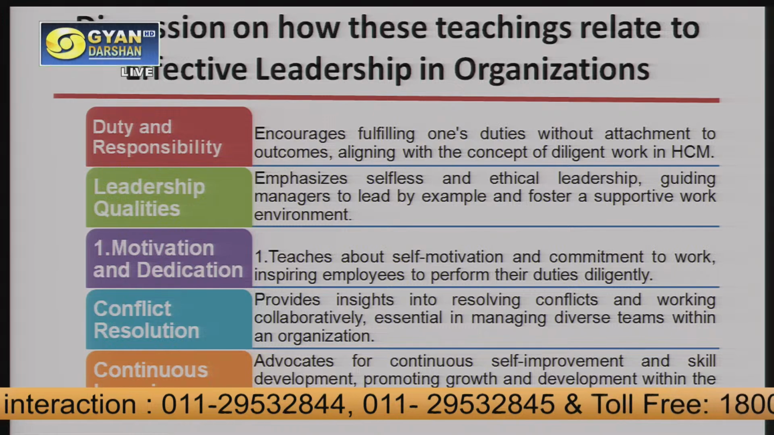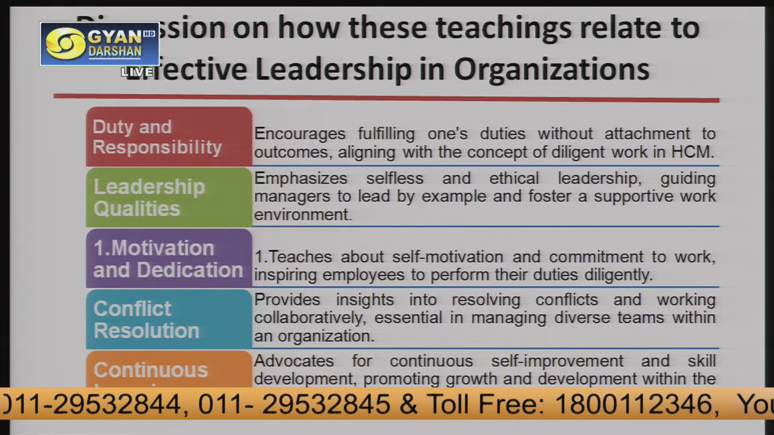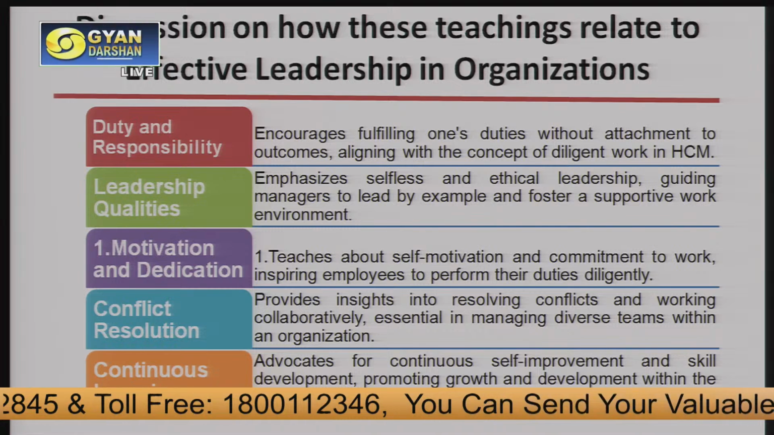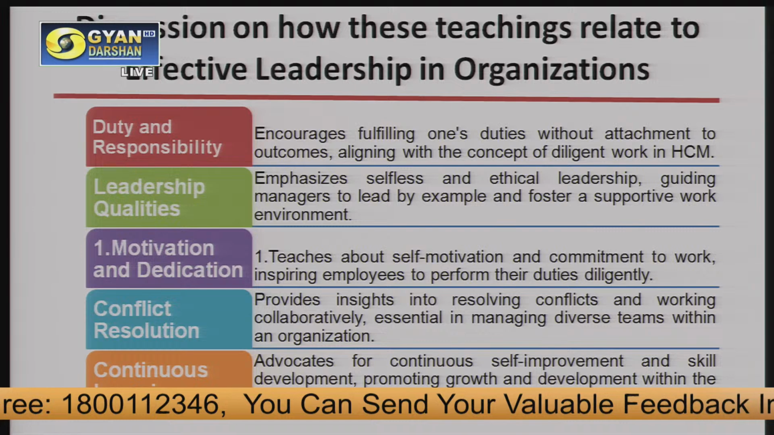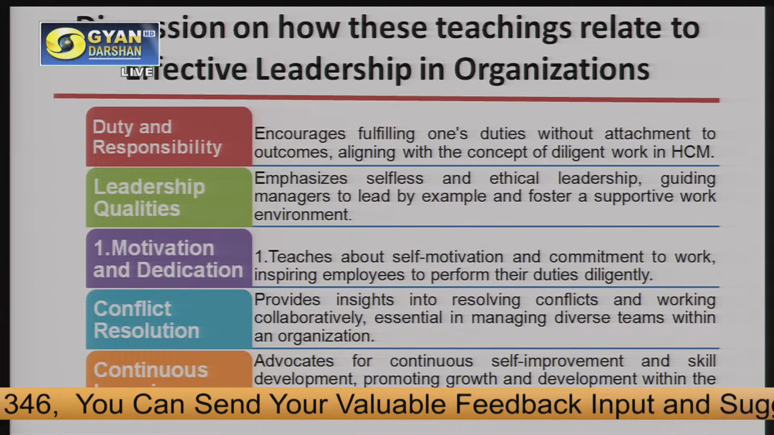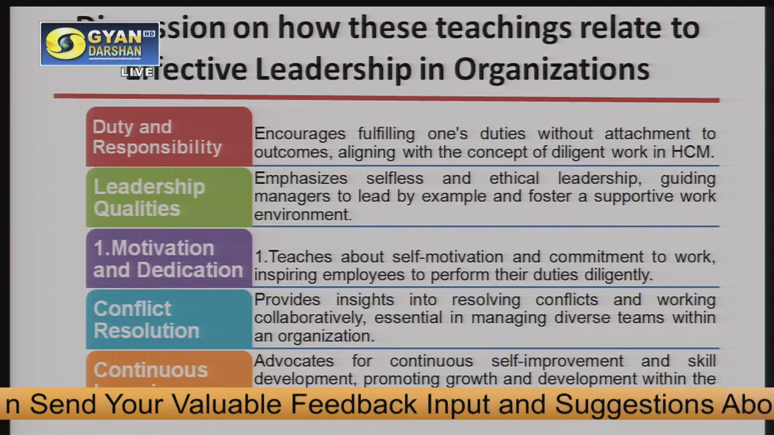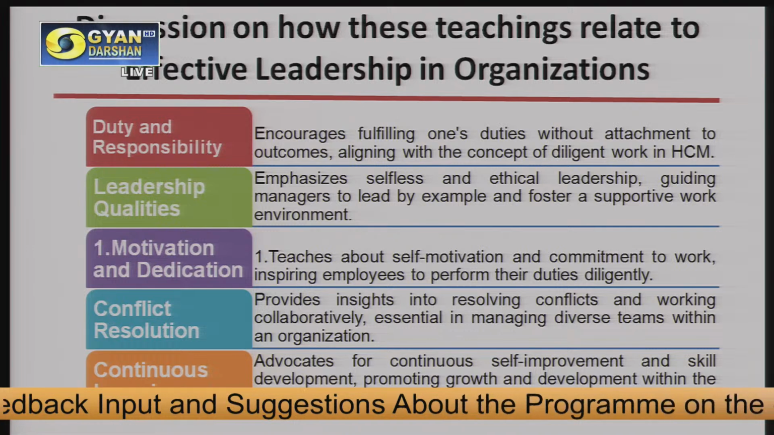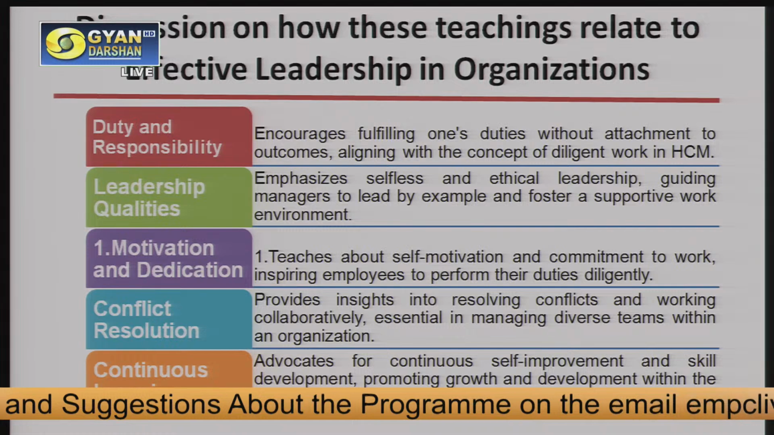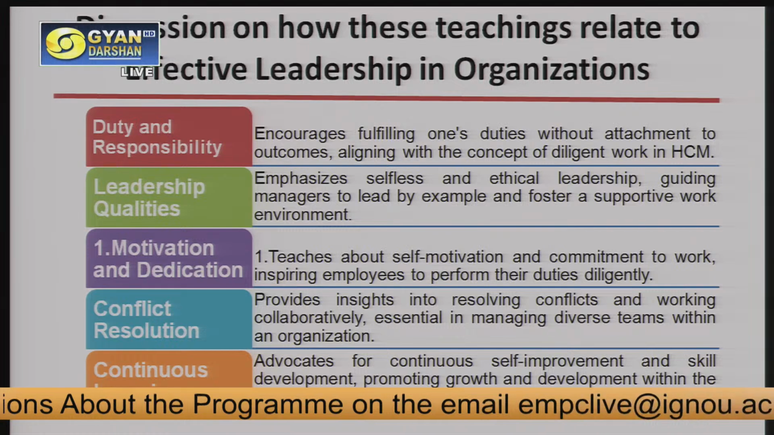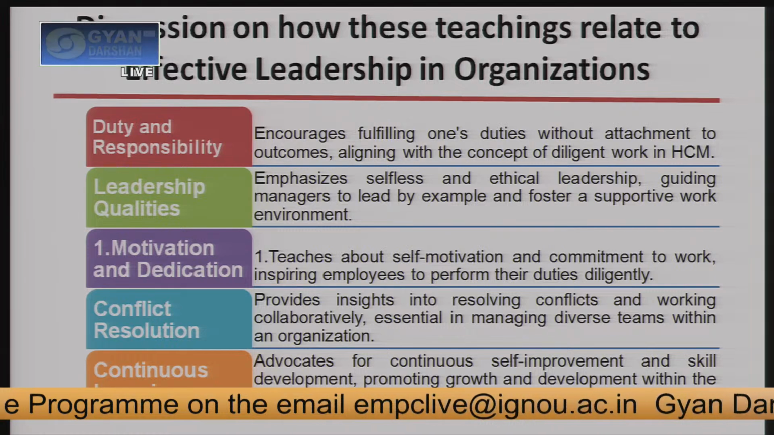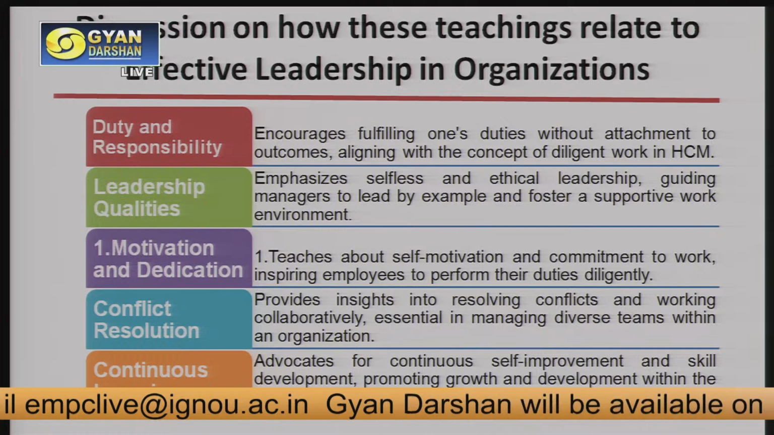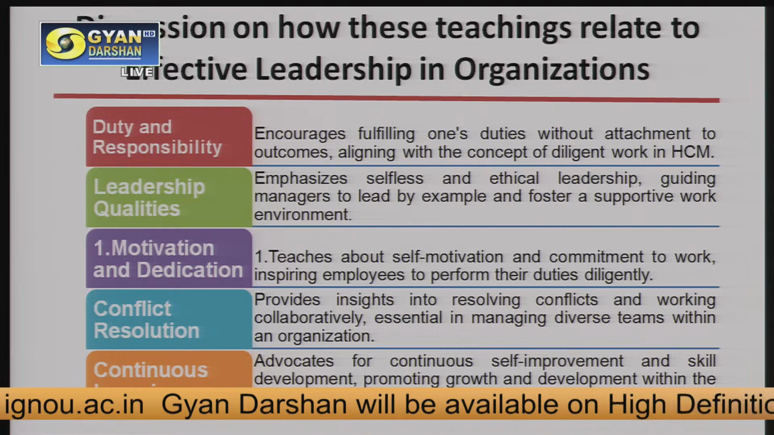Duty and responsibility. The first variable which I have opted, duty and responsibility, encourages fulfilling one's duties without attachment to outcomes, aligning with the concept of diligent work in human quality management. Leadership qualities. Emphasizes selfless and ethical leadership, guiding managers to lead by example and foster a supportive work environment.